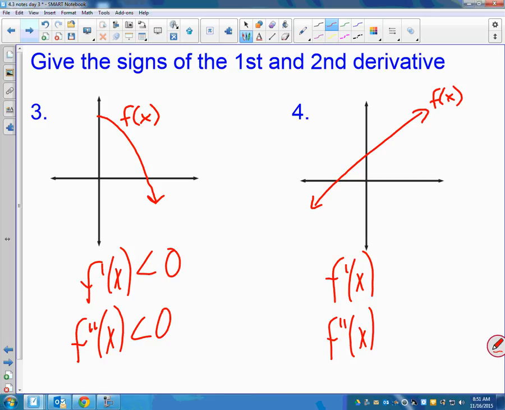All right, someone else tell me what you know about number 4. Looking at this graph, what can you tell me about the first derivative? It's increasing. And what about the second derivative on this one? It's equal to 0, because if you took the second derivative of a linear function, you're always going to get 0. No concavity. Right?